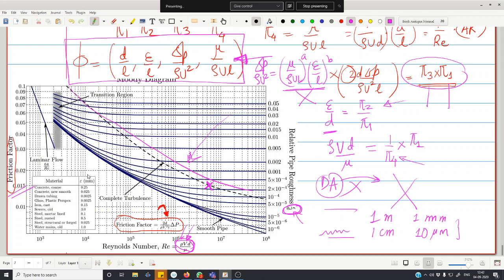Here in this table you can see some simple roughnesses that are given. Roughness for concrete pipes is 0.25 mm, for smooth concrete it's 0.025 mm, and so on. So engineers have gone and done that calibration calculation. They have put in a lot of effort to do all this.